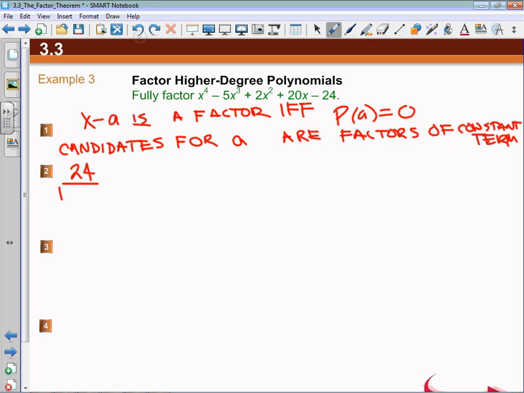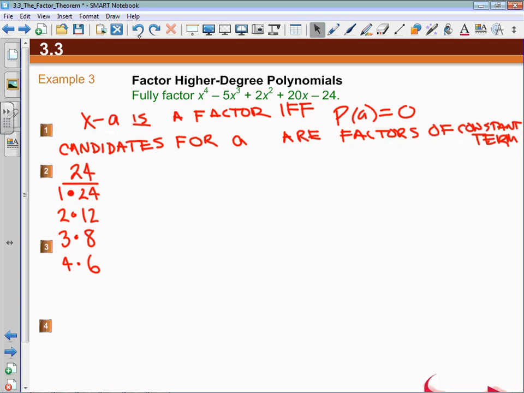Let me use the dot instead of the x there. So 1 times 24 is 24. 2 times 12 is 24. 3 times 8 is 24. 4 times 6 is 24. And those are our factors. So realistically, because we check the positive and negative, we could be checking 16 things, which is a lot.